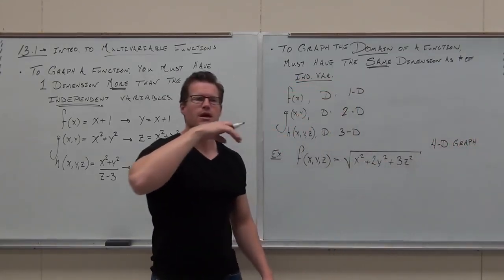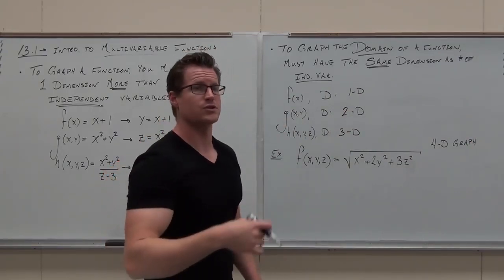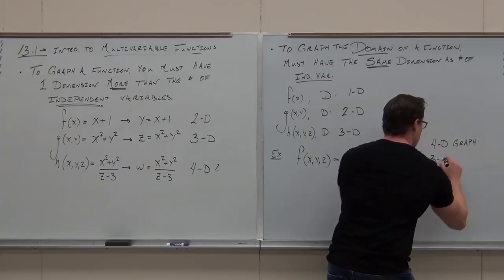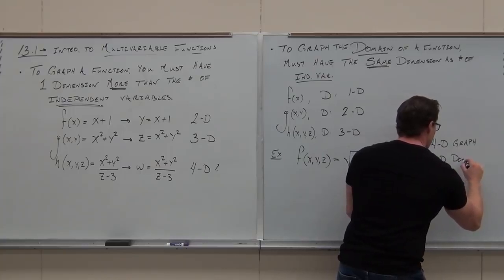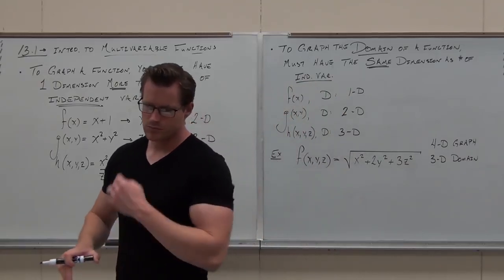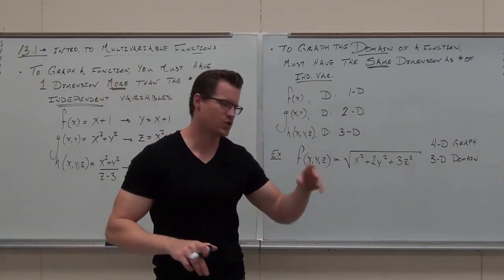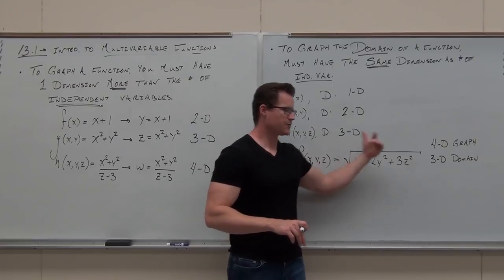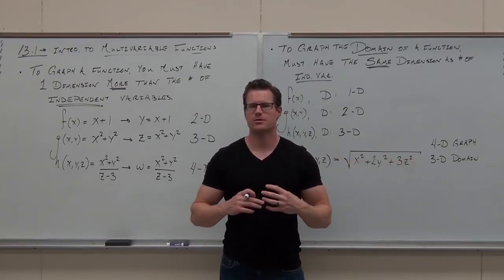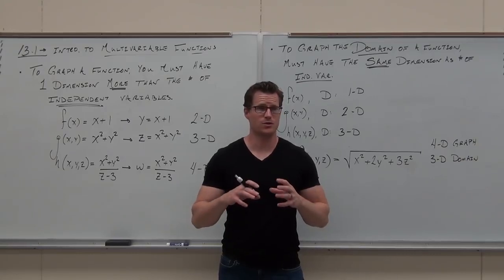Next question, right side only. How many dimensions do you need to graph the domain of this thing? So we need 4D for the shape, whatever the surface is. We need 3D for the domain, or something called a contour plot. We haven't talked about contour plots yet, but we will. I'll show you exactly how they work.